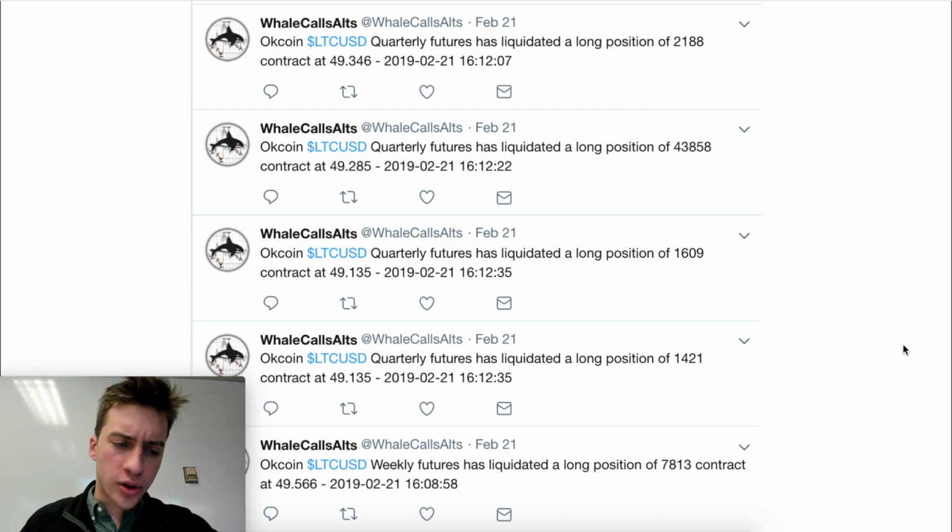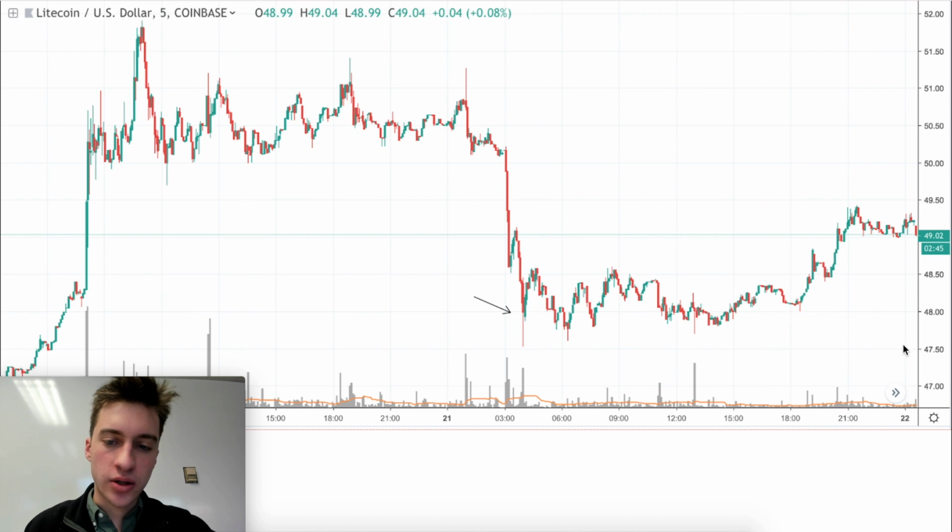Let's move on to an altcoin this time, LTC USD on OKCoin. Now we can see that from the period of 1608 on their time to 1612, of course on their time as well, a period of about 3.5 minutes, we had a ton of liquidations on LTC. Let's go take a look at what happened to LTC USD when these liquidations occurred.